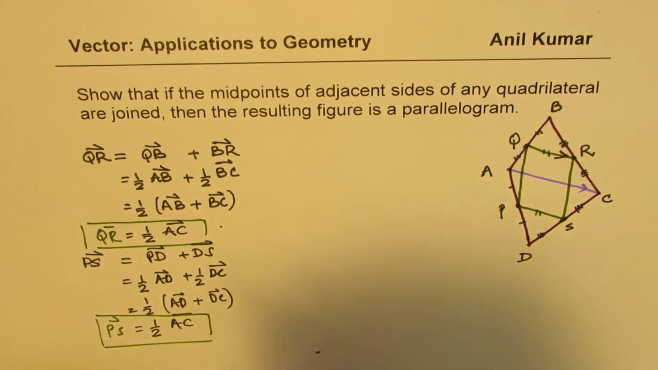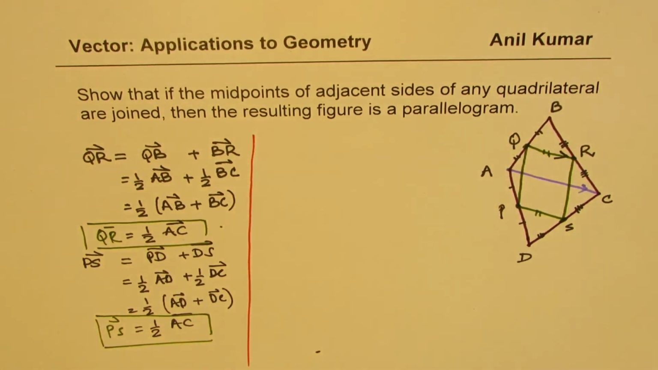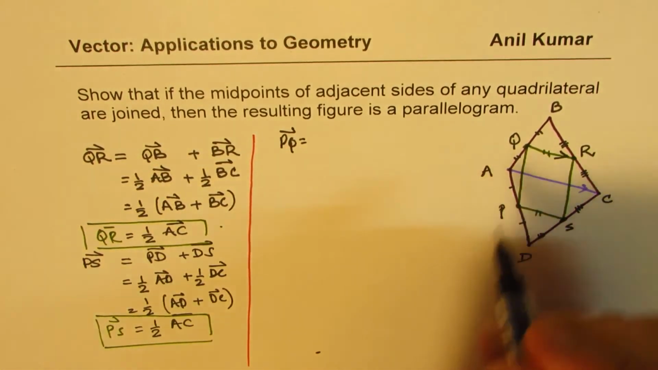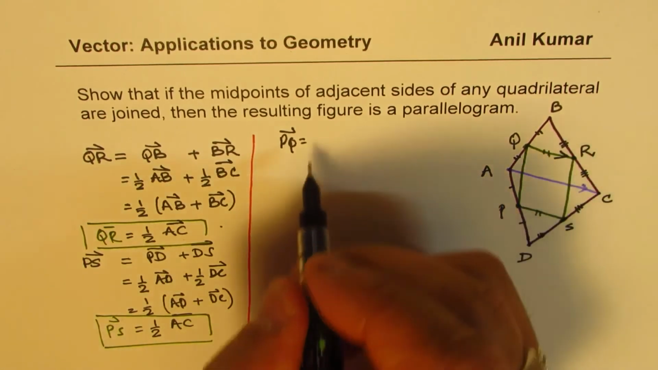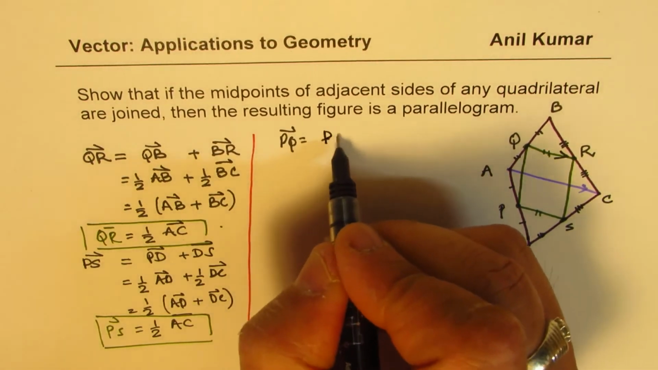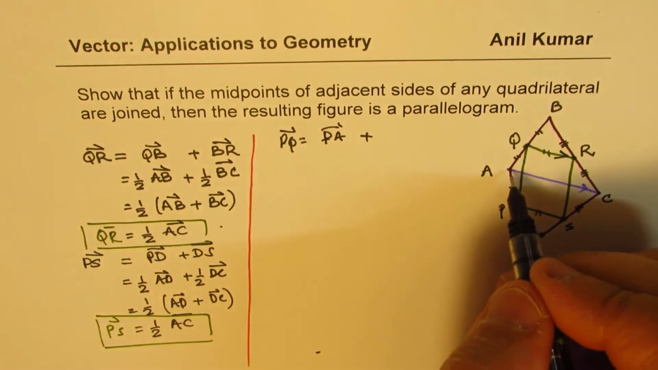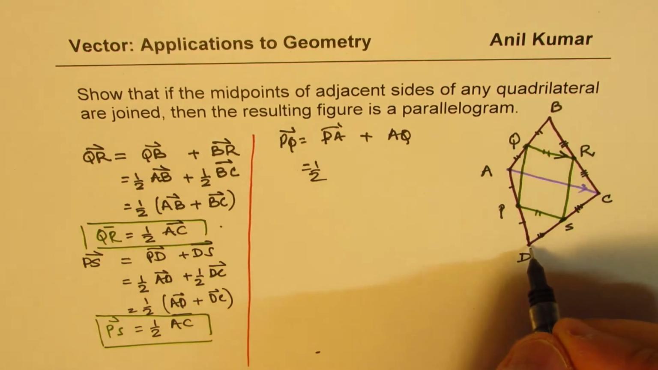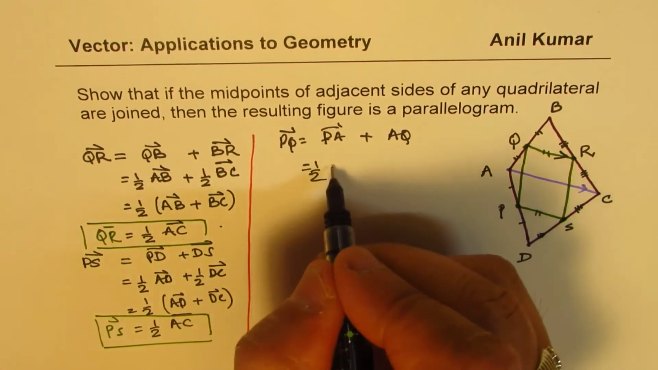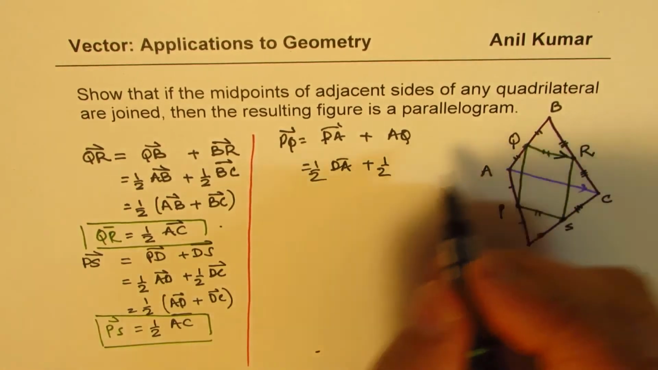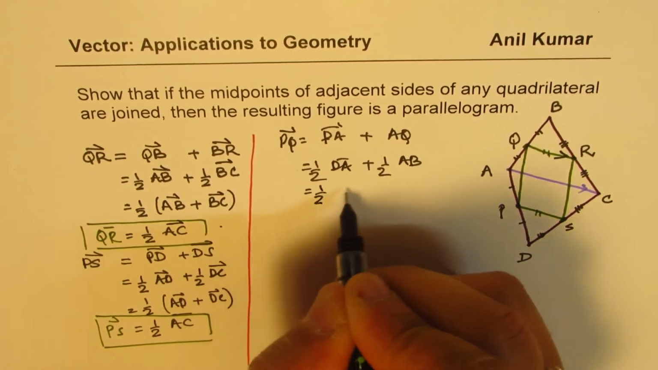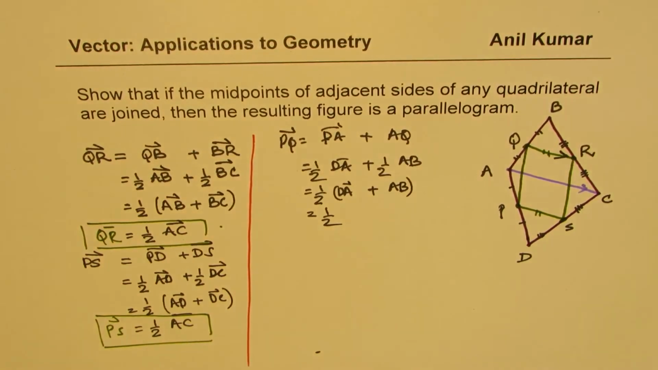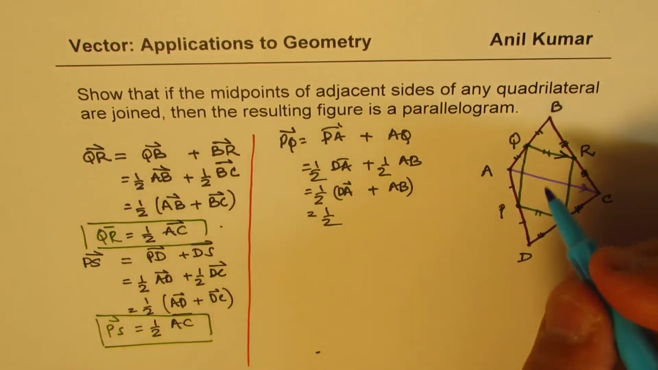Now you could use the same strategy. I would like you to use the same strategy and then figure out what PQ is. So you can say the same thing. So PQ will be equal to PA plus AQ, right? I should write P to A first, right? So PA plus AQ, which is half of DA plus half of AB, which is half of DA plus AB, which is half of the other diagonal, which is DB.